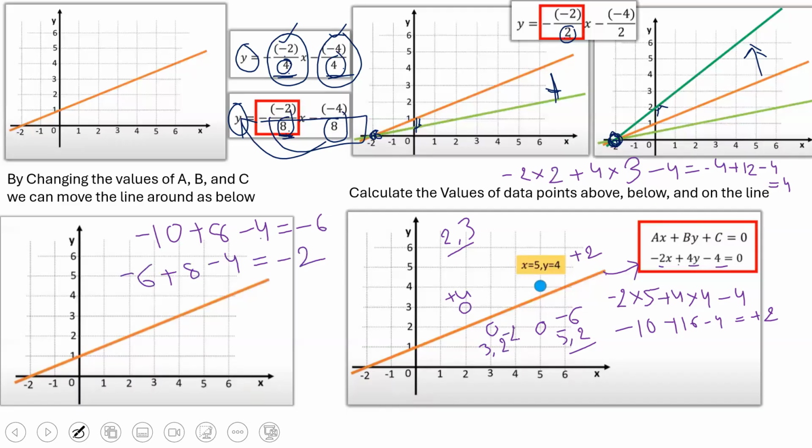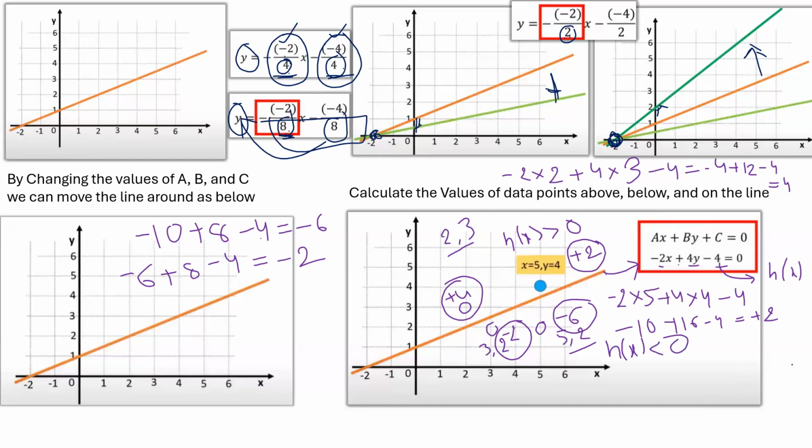Okay. Let's just observe, for every point above this line, you're getting positive values, right? And for every point below this line, you're getting negative values. Okay. When you substitute that point in this equation, you're getting negative values. Okay. So if I represent this equation as h of x, I can say h of x is greater than 0 for the points above this line, and h of x is less than 0 for points below this line. You got that?